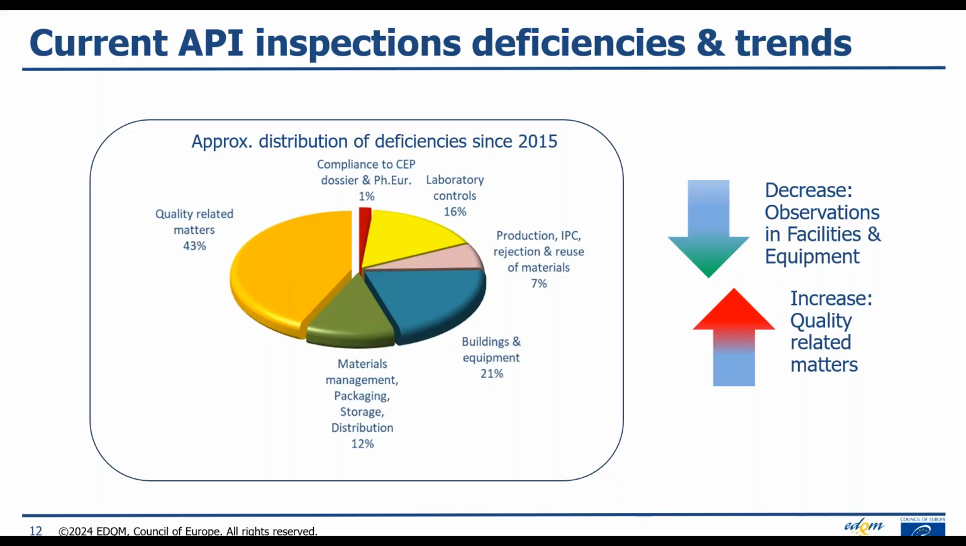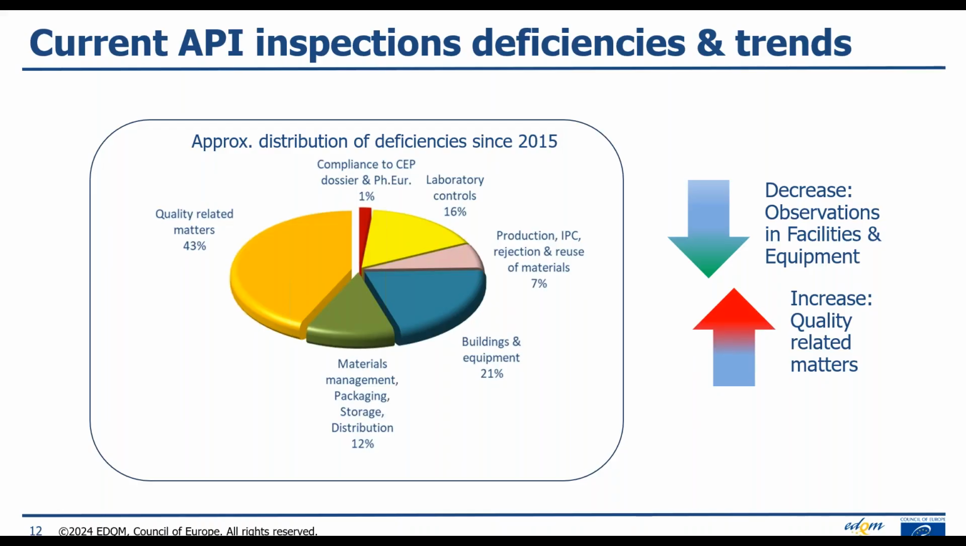Laboratory controls, buildings and equipment are the next bigger ones. There is a decrease in the observations and also in the severity of the observations with regard to facilities and equipment, but we do see an increase in quality-related matters. We have discussed multiple times also amongst other regulators.